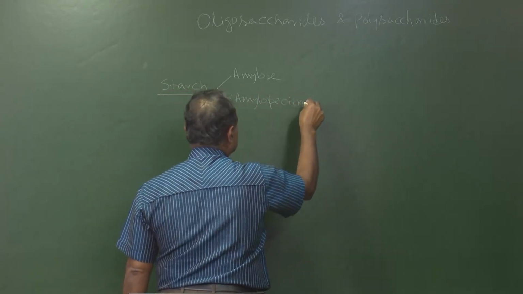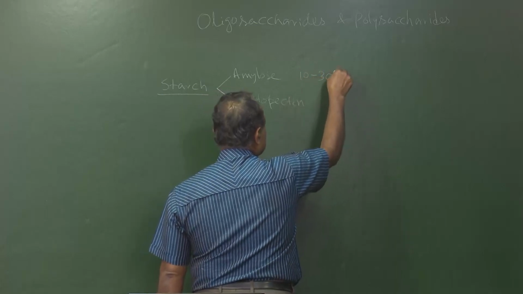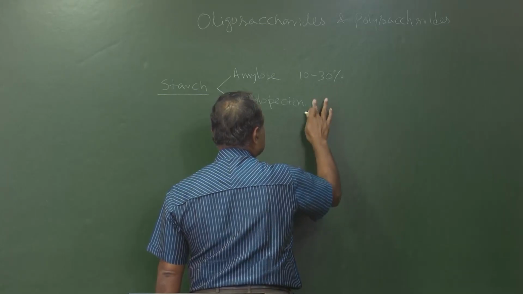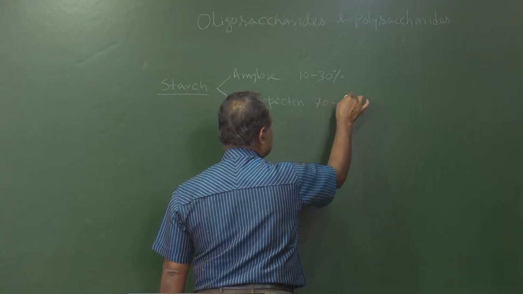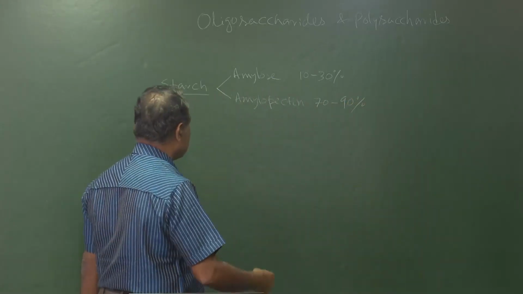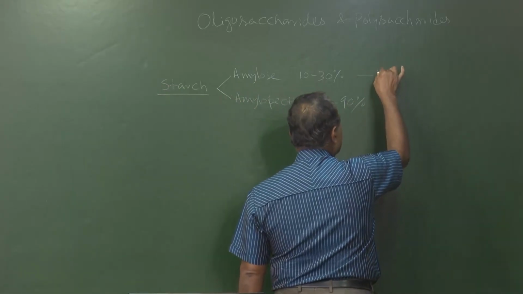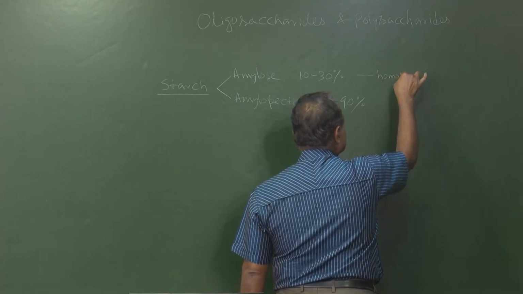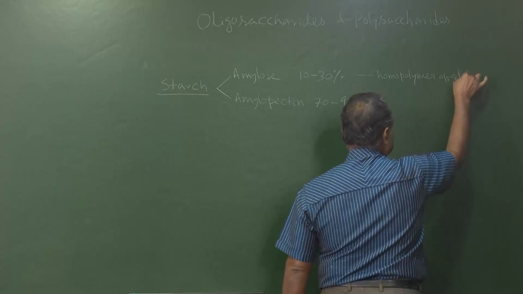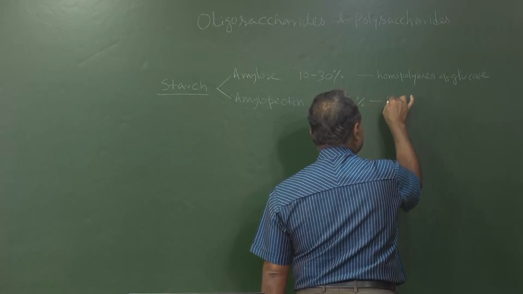Depending upon various sources, amylose is found from 10 to 30% in starch, and amylopectin will be some 70 to 90%. Most of it is amylopectin. So amylose is also a homopolymer of glucose, and amylopectin is also a homopolymer of glucose.